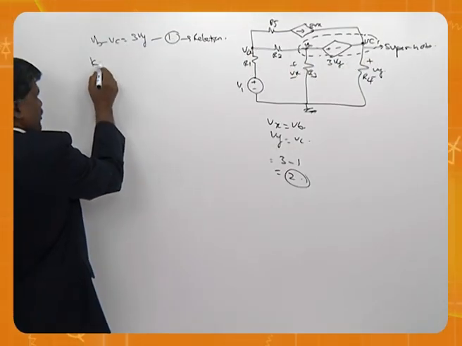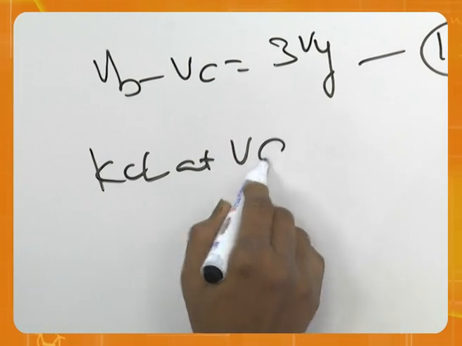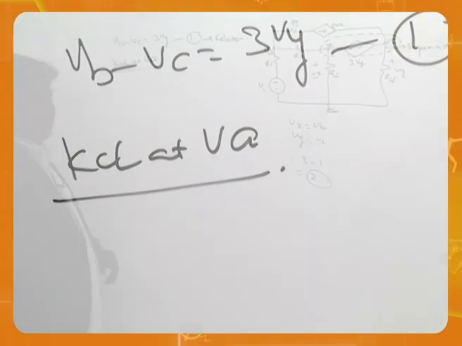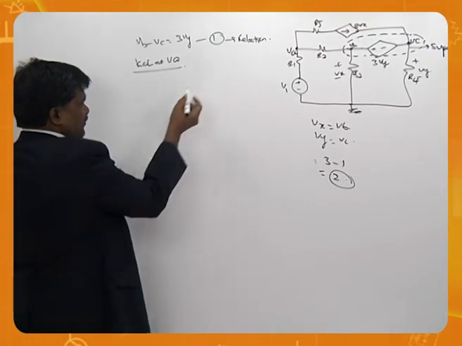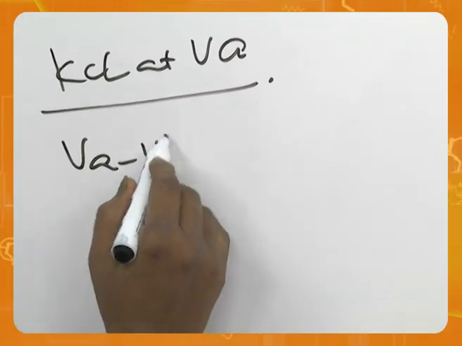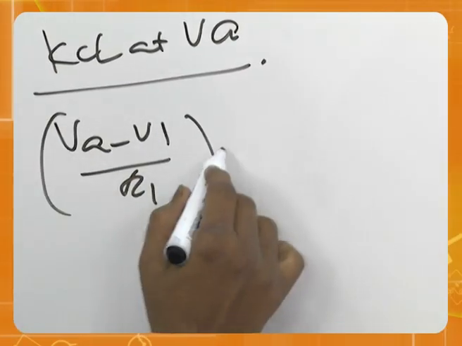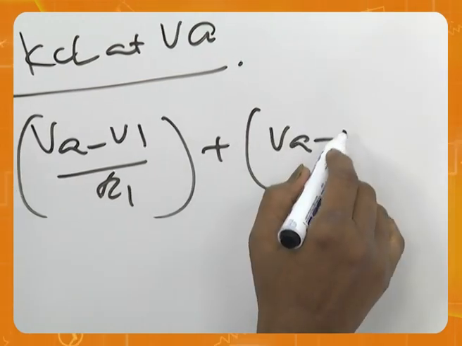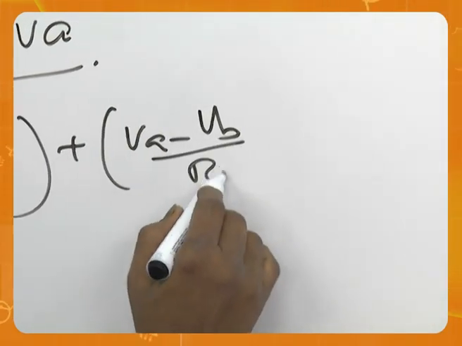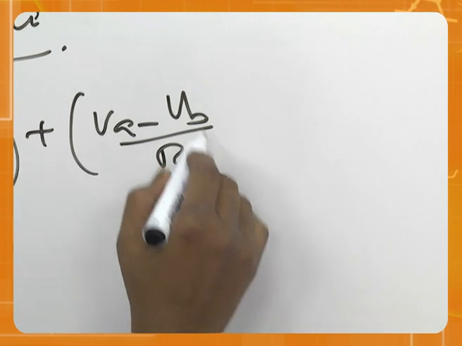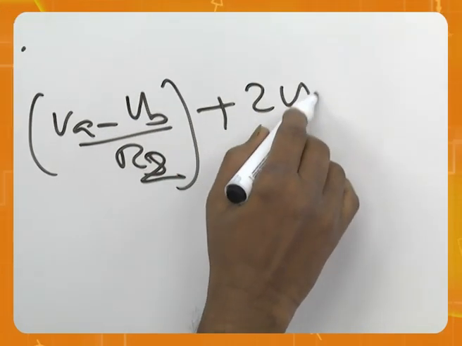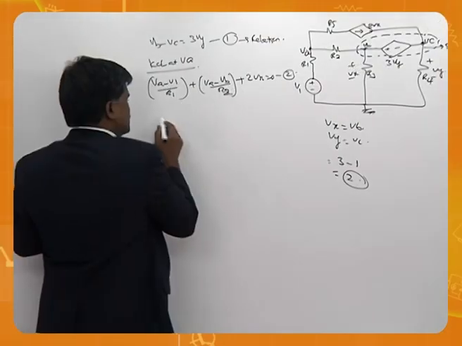Then I will be going for KCL at VA. When you go for KCL at VA, (VA minus V1) by R1 plus (VA minus VB) by R3, R2 plus 2Vx is equal to 0.